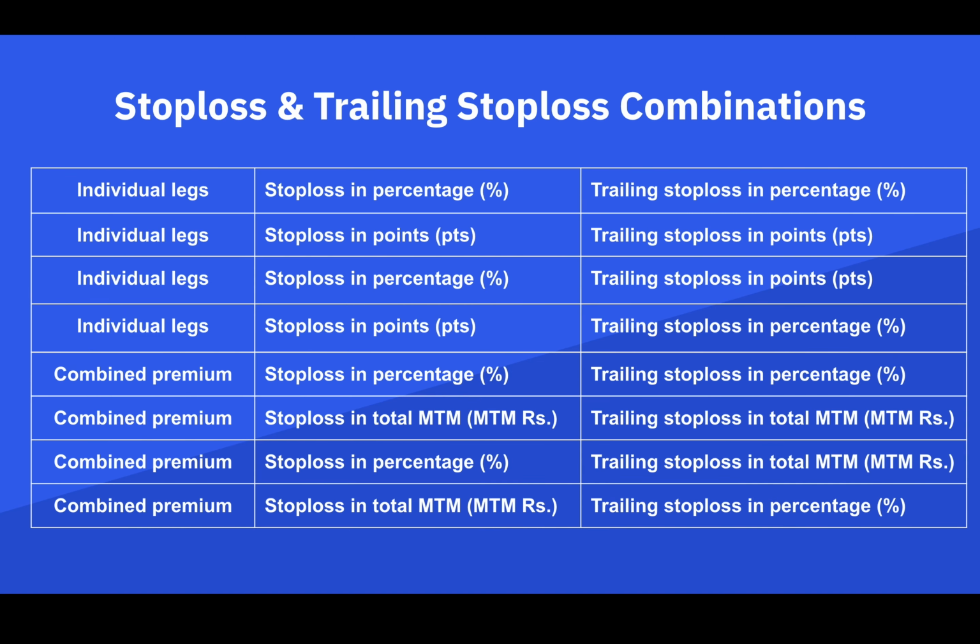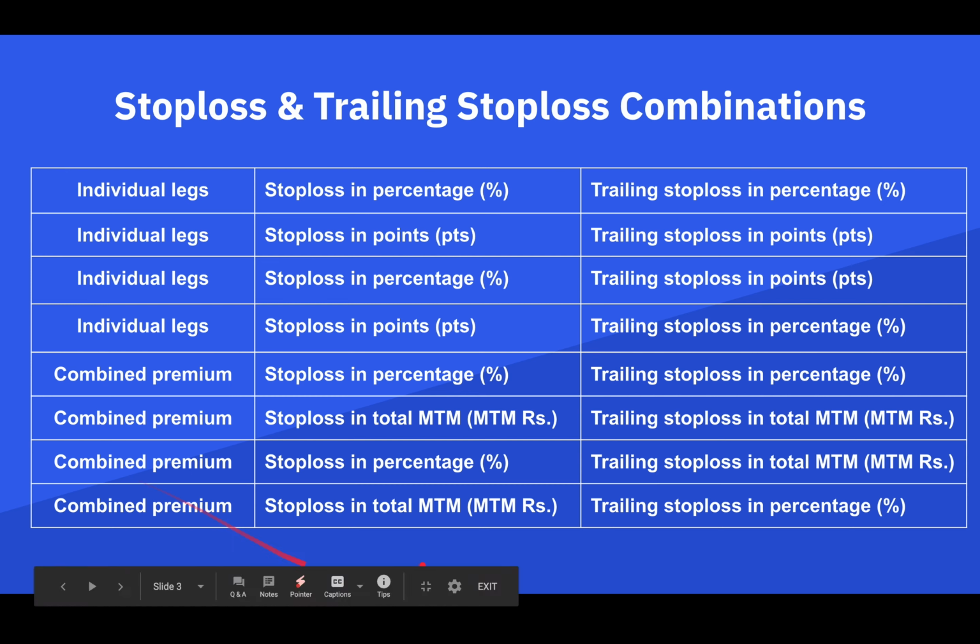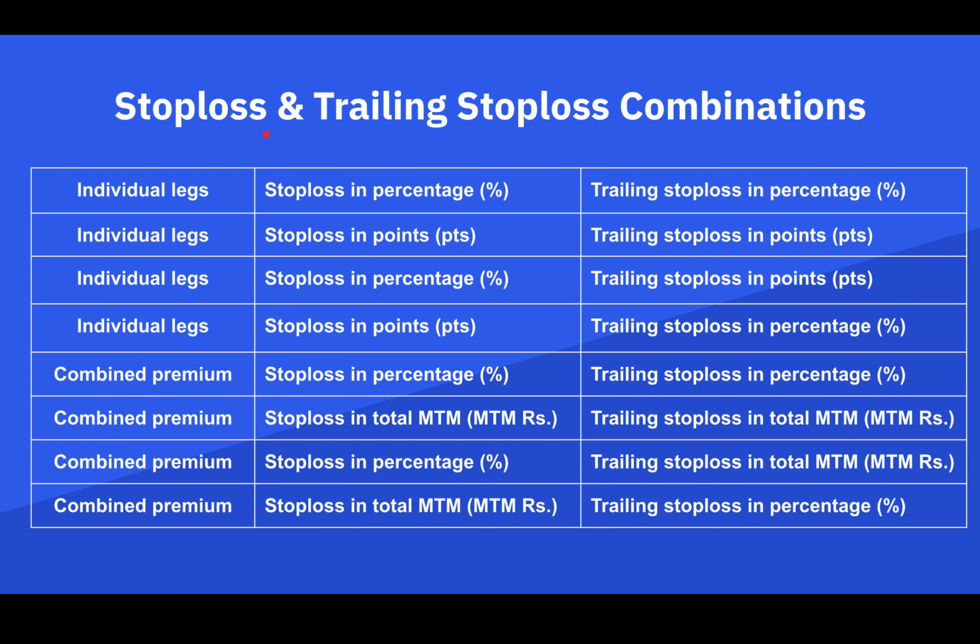Stop loss and trailing stop loss combinations. These are the combinations that can be given for stop loss and trailing stop loss. So for individual legs, you can give stop loss in percentage and trailing stop loss also in percentage. You can also give it in points and give the trailing stop loss in points. You can give your stop loss in percentage and give trailing stop loss in points, and vice versa.